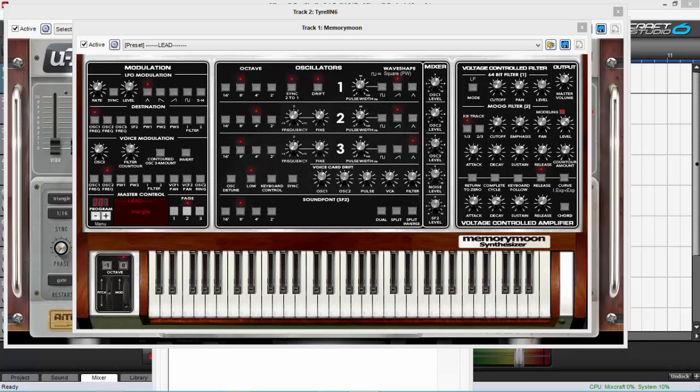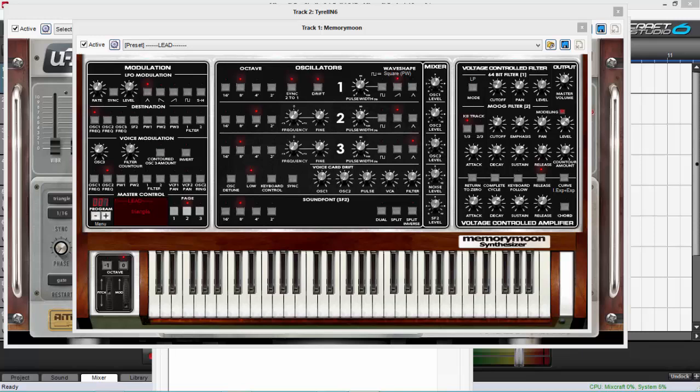So basically today I'd like to compare the graphical interface of four different synthesizers. Once you know the five fundamentals, even though the knobs and the buttons on the synthesizer are confusing, you would know where to go, okay? So the first synthesizer is the Memorymoon.